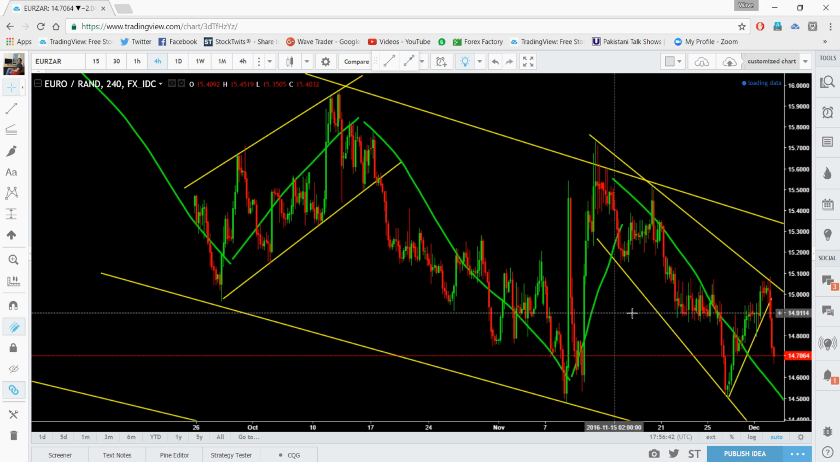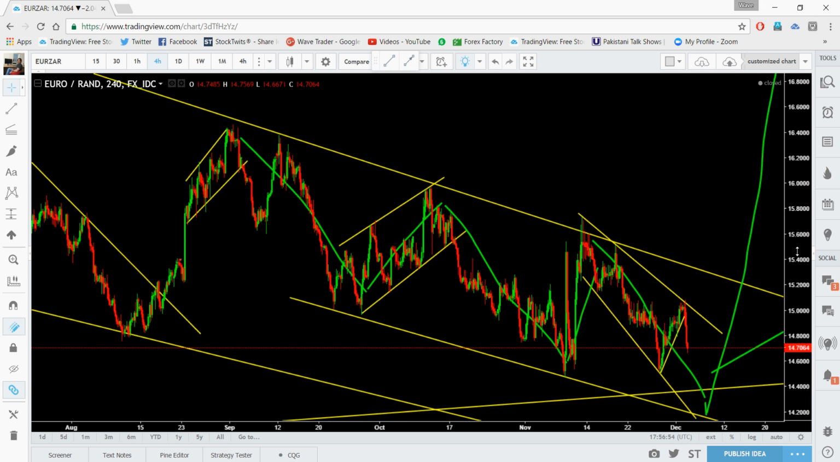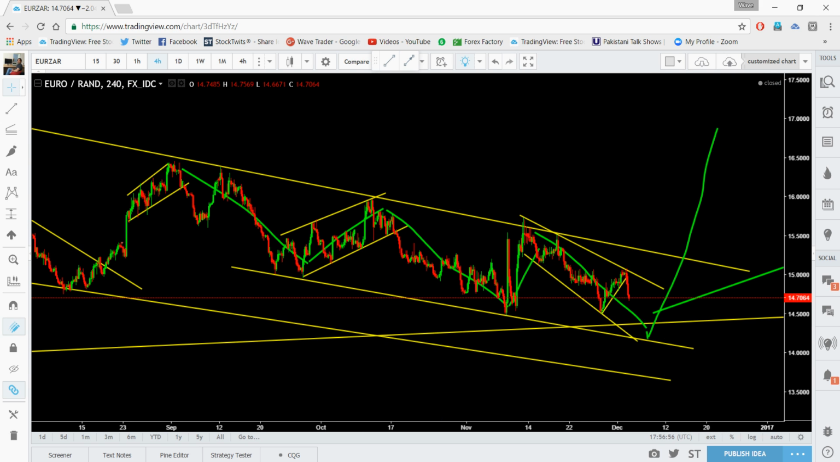So we were buying here at this place when we saw this impulse. We were looking to buy at this place. So again, we will buy once price hits this place. We can see that price is running into the channel, and once price hits this place, we will look for an impulse to the upside.